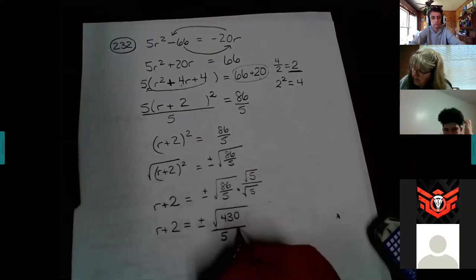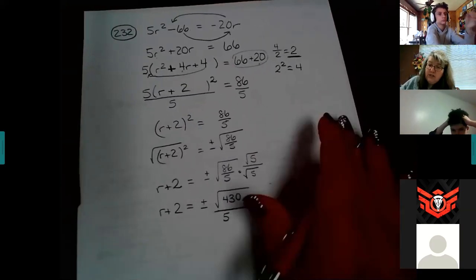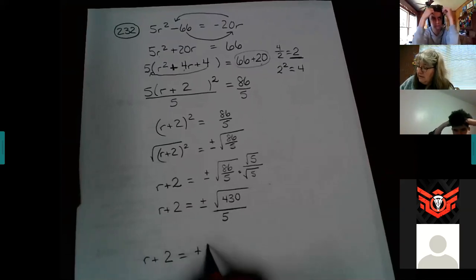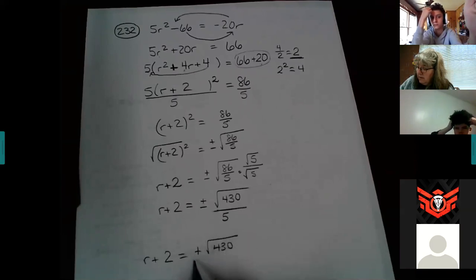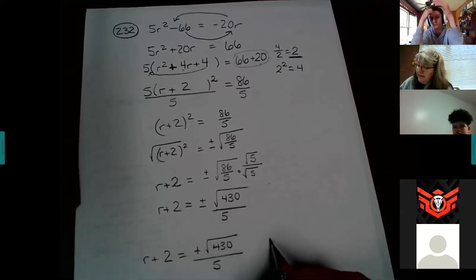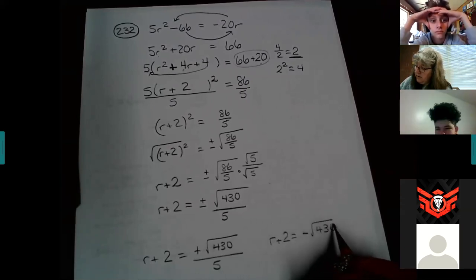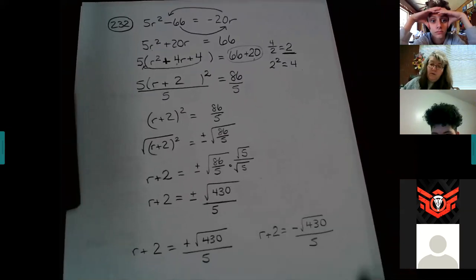Mm-hmm. Now I write two baby equations. R plus 2 equals... Wait, since 43 is in the square root thing, don't you make it smaller or whatever? I'm going to try in just a second. Okay. Absolutely. We could do it right now. We might as well. I'm writing my two baby equations, though.